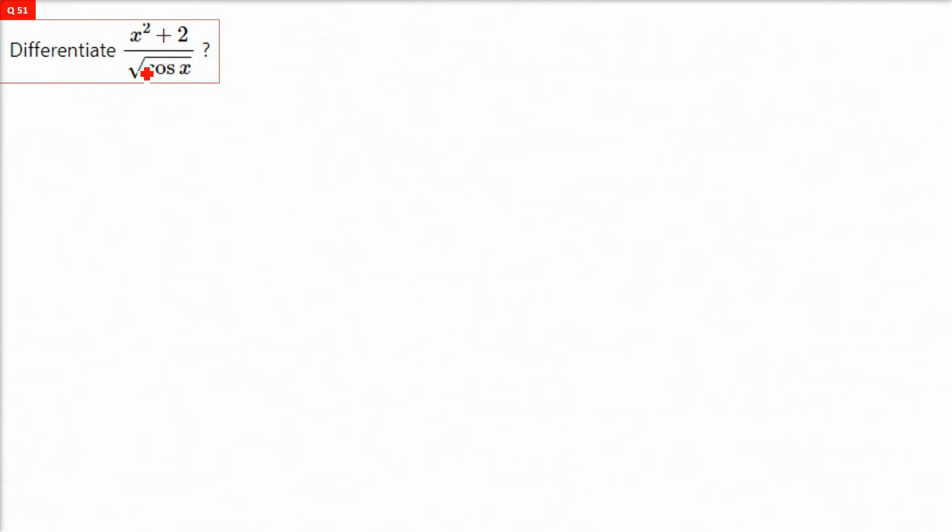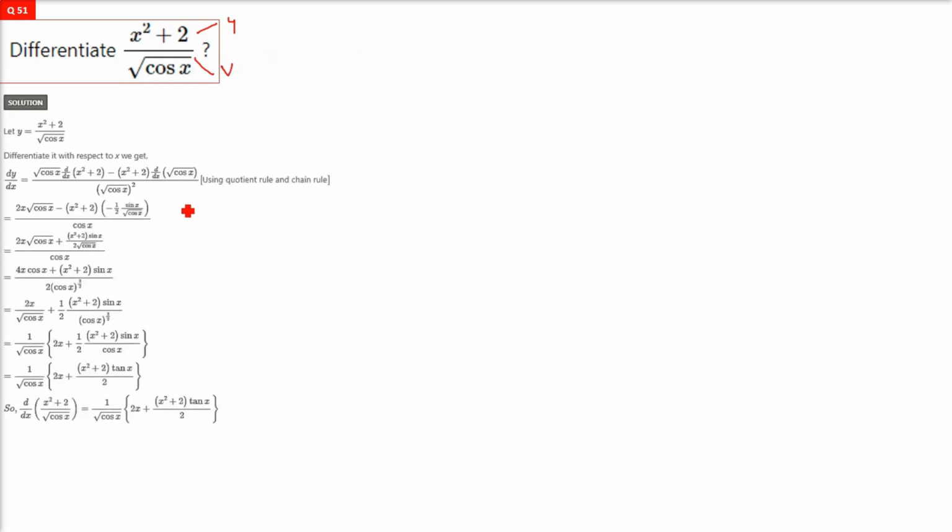Differentiate x square plus 2 divided by under root cos x. Now assume the first one, the numerator, to be u and the denominator to be v. So this kind of question we have already done. If you just want to skip or you want to do it by yourself, I have presented the answer also. But those who want to learn how this is being done, you have to use the quotient rule, which we have already used in a lot of questions. So under root cos x whole square will be cos x only.